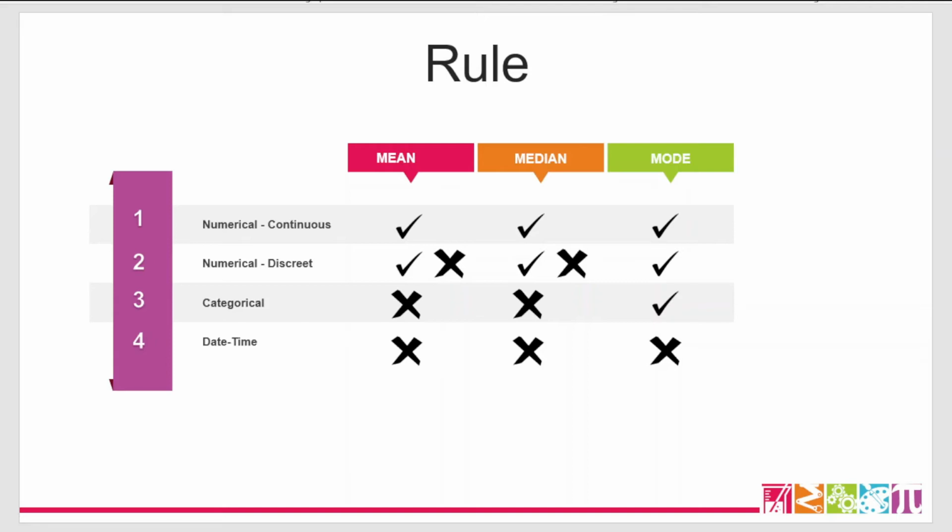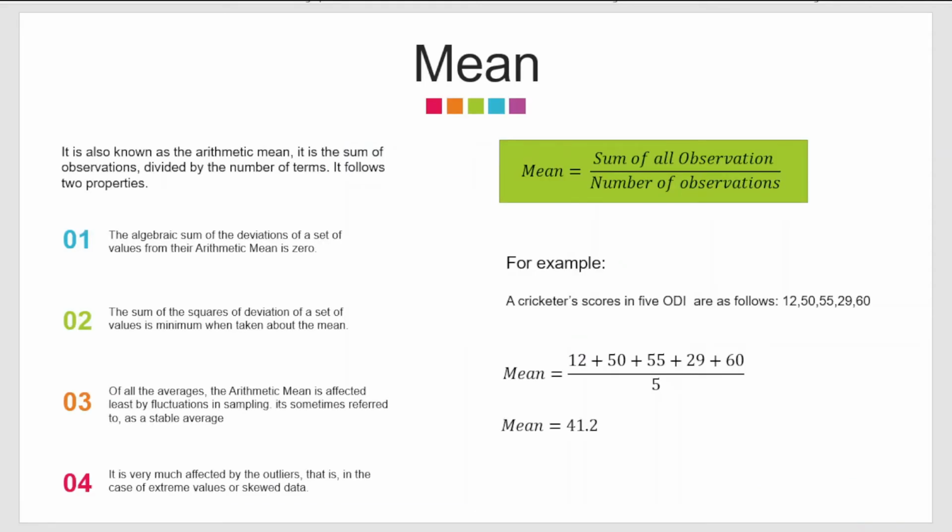Now let's talk about mean, and this is going to be a quick review since I'm assuming that most of us already know this thing. Mean is also known as arithmetic mean, or sometimes we call it average. It has mainly two properties for which it is famous. The first one is that the algebraic sum of deviation from average, or arithmetic mean, is zero. That is, we have the center point of the given data.